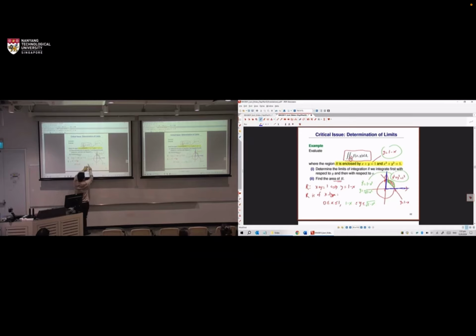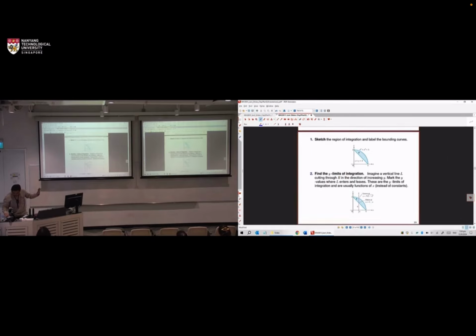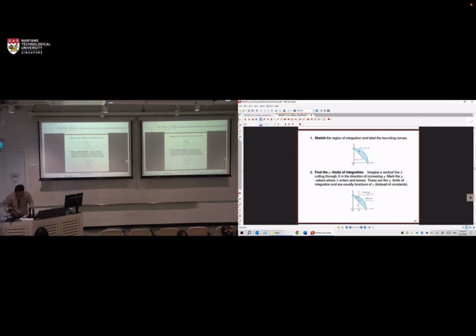And how about your Y? Your Y is defined at the bottom by a straight line, where the Y function is Y equal to 1 minus X. So you write 1 minus X here. And the top part of this curve is Y equal to positive square root of 1 minus X squared. You have all the essential setup already. You can go back and read it carefully. I have more elaboration in the notes.